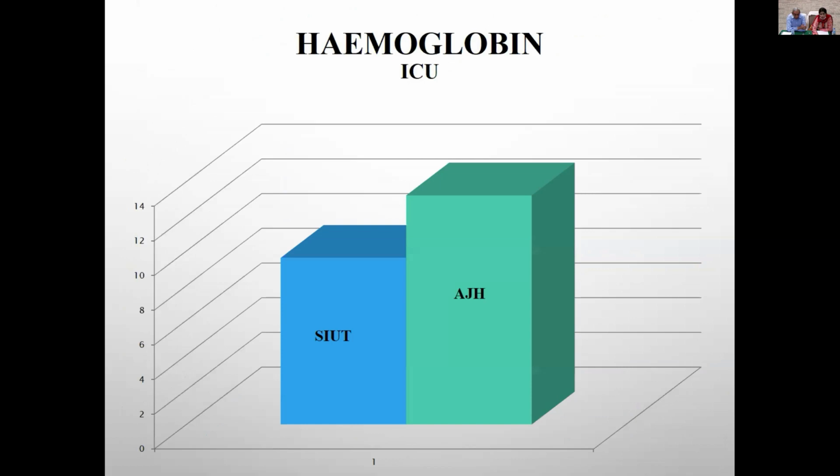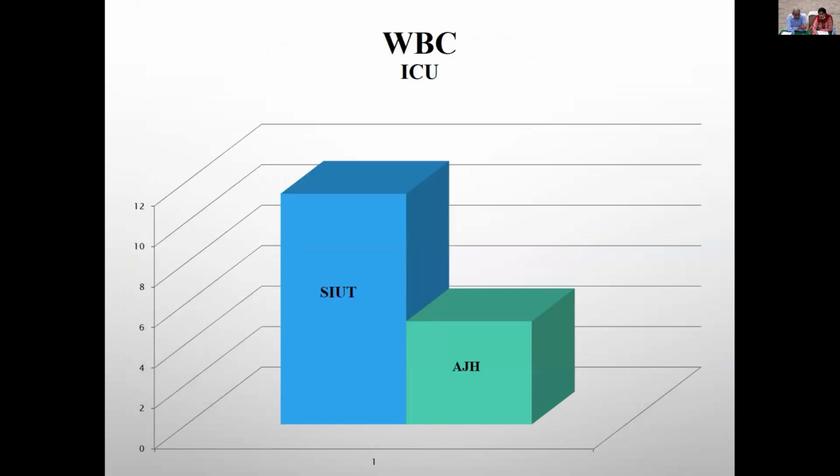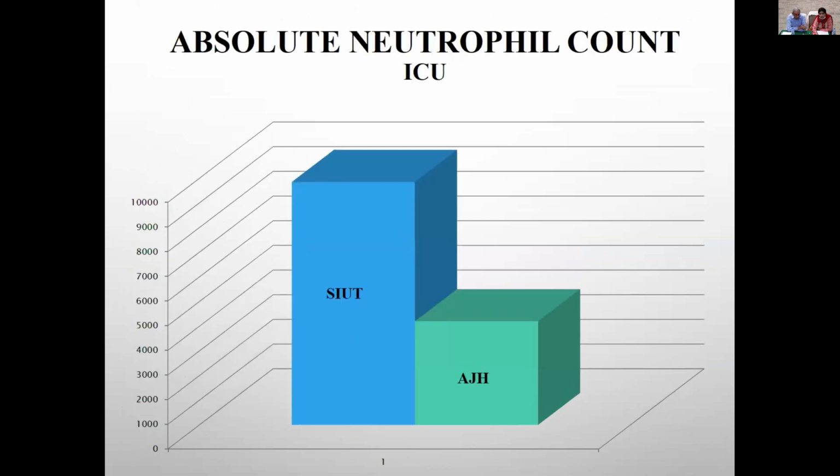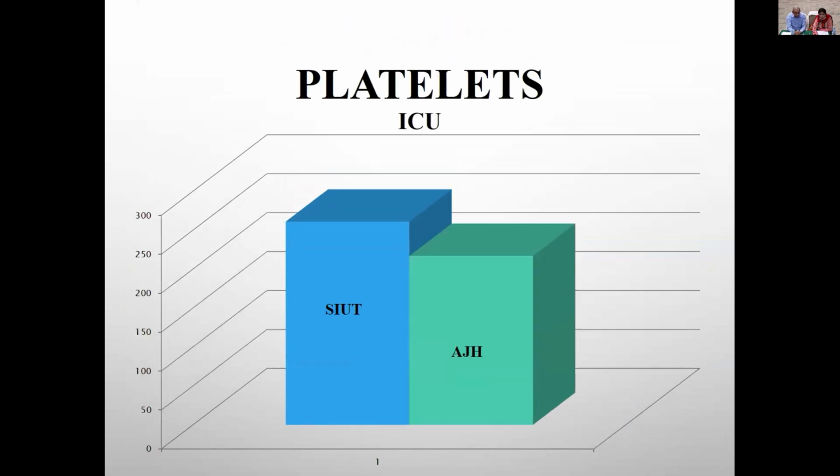Again, the hemoglobin, WBCs. The absolute lymphocyte count of our patients was slightly higher as compared to theirs. Their patients had a lower ALC because their total leukocyte count was also low. The platelets were more or less the same.